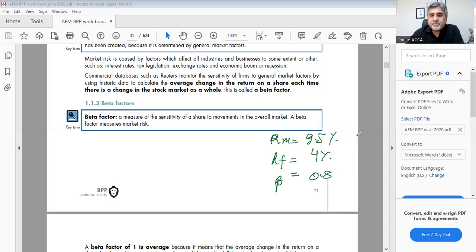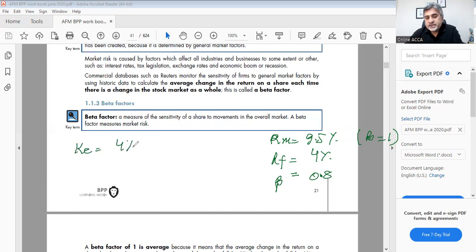Now, RM is for beta 1. Remember, RM is the market average, and the market average is always for beta 1. And this particular project is giving 0.8 beta, which means this particular project is very safe. It is lower than the market risk. So then how much will be the shareholder expectations?